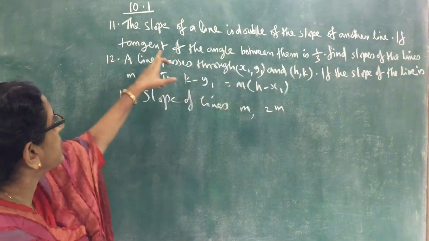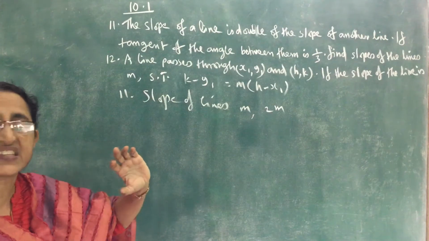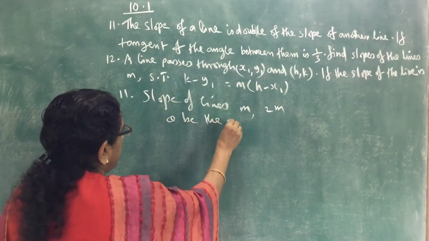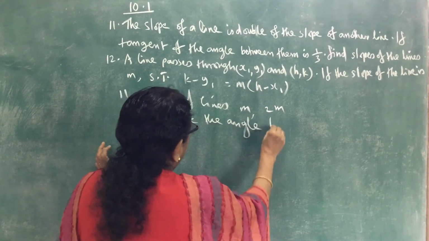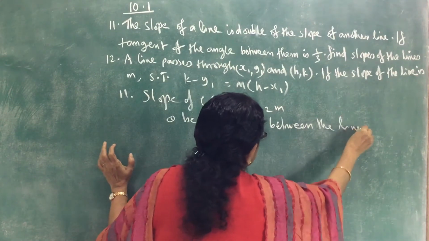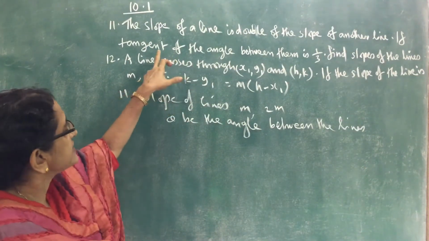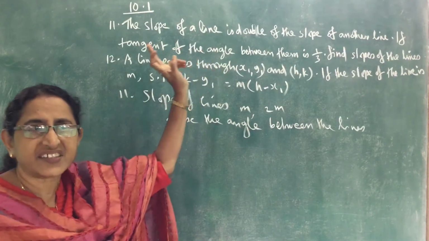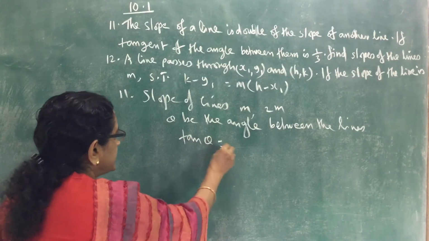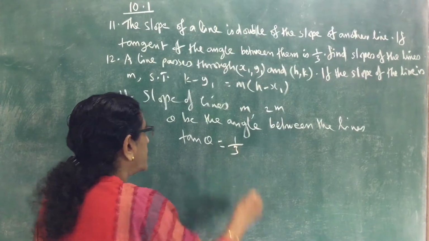Now, given the tangent of the angle between them, suppose theta is the angle between the lines. Tangent of the angle between them means tan theta, and it is 1 by 3. So tan theta equals 1 by 3.